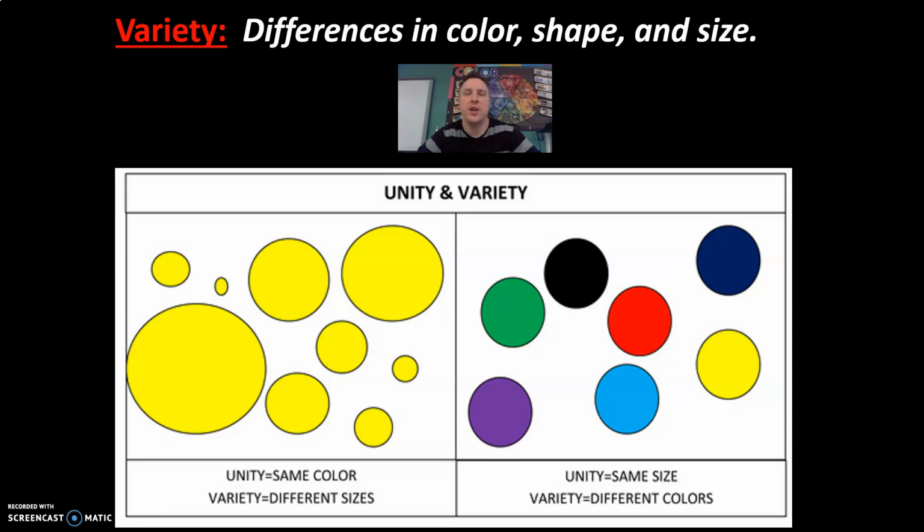So variety is a very important element in art to add to an artwork that can grab viewers' attention and make the artwork more engaging. That has been our entrance ticket, or I'm sorry, our essential question for the unit. So this is just one of those ways to make an artwork interesting, by adding variety, by adding differences in your artwork. And we're going to discuss that a little bit more in the next slide for your follow-up question.